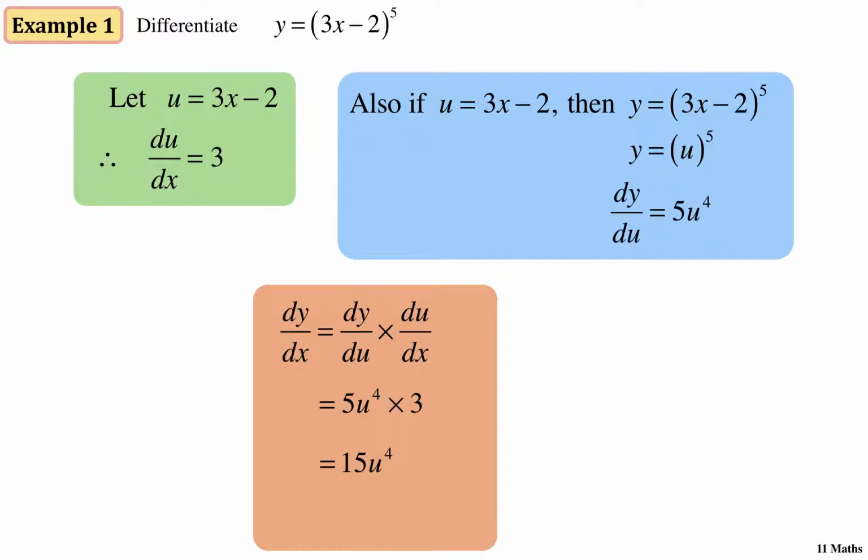But if we go back to the original question, at no stage was there a u in the question. What's u actually equal to? 3x - 2. So now we've finished differentiating, we can return the u back to a (3x - 2) in brackets, and that is the derivative of (3x - 2) to the power of 5, nicely factorized, and we didn't have to expand the brackets out. It's a very, very powerful method.